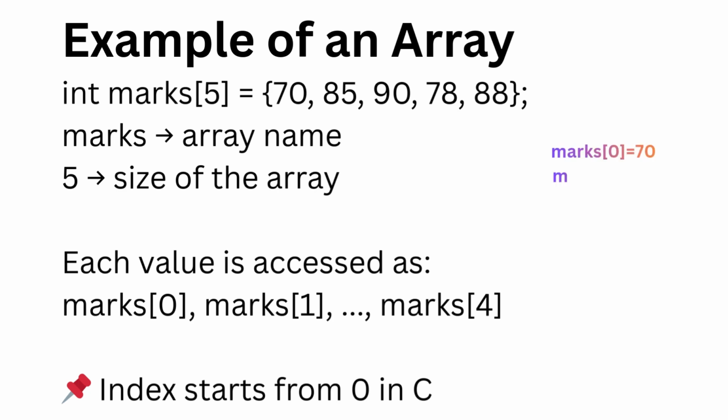Here 70 is stored in marks[0] position. marks[1] and marks[2] contain 85 and 90 respectively, and 78 and 88 are stored in marks[3] and marks[4] positions of the array.